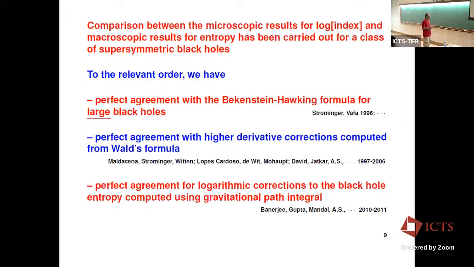And finally, there is also perfect agreement for logarithmic corrections to the black hole entropy. This is, of course, computed using the gravitational path integral. On the microscopic side, the answer is the same, right? That is the overall answer, and you have to just study it in the appropriate approximation to pick up the logarithmic corrections. And again, one finds perfect agreement.